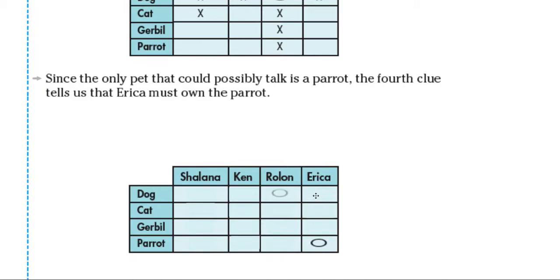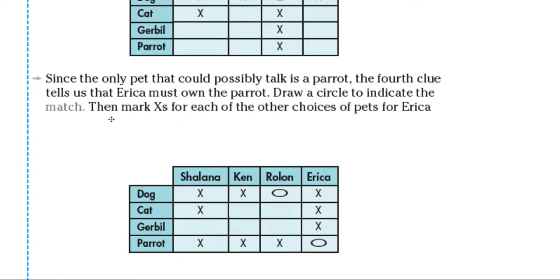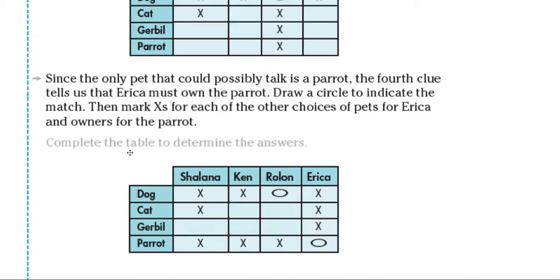Let me just put the other X's back here. We put a circle on Erica, and that means Erica does not own the cat nor the gerbil. At the same time, if Erica owns the parrot, then Shalana, Ken, and Roland don't own the parrot. Now what do you notice here? We drew a circle to indicate the match, then marked X's for each of the other choices of pets for Erica, and for the other owners of the parrot. And then we completed the table for that.